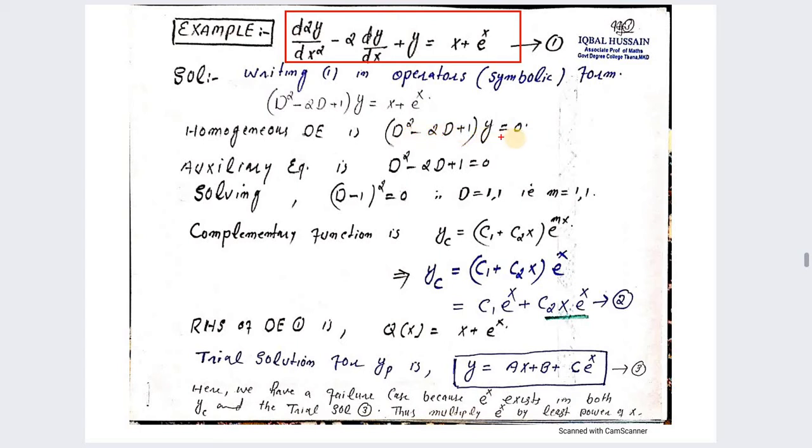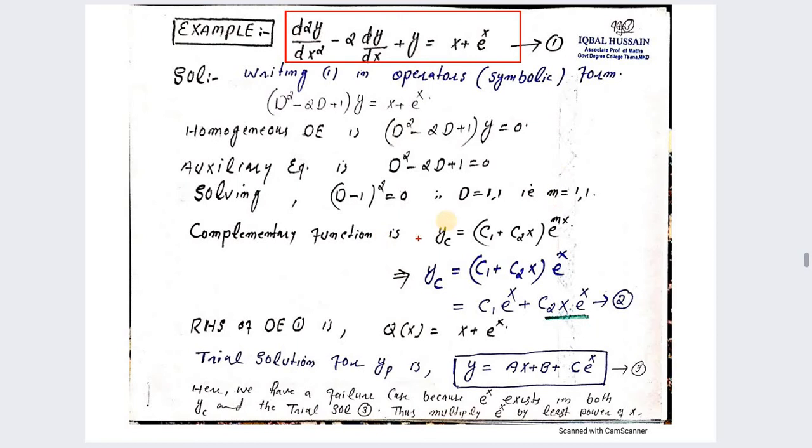Now this is a homogeneous differential equation, and if we ignore y, then this equation will be the corresponding auxiliary equation or characteristic equation. Now solving this quadratic equation, we get (D - 1)² = 0, and from here we get two values of D, and the two roots are repeated roots. These two roots are the values of m.